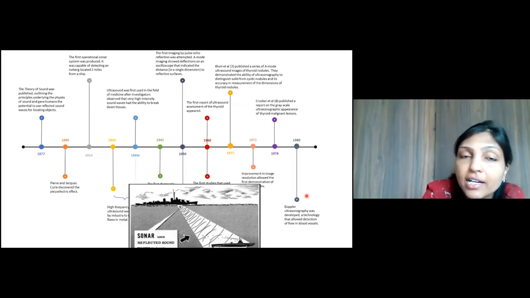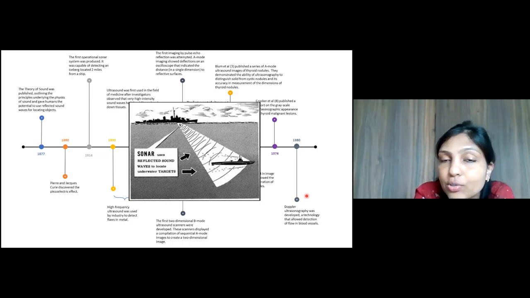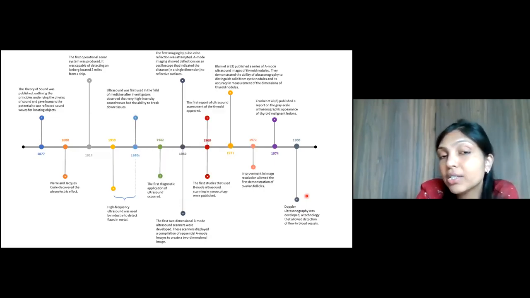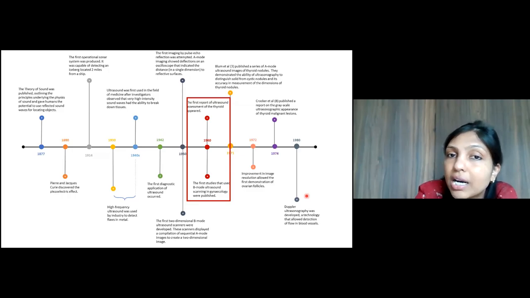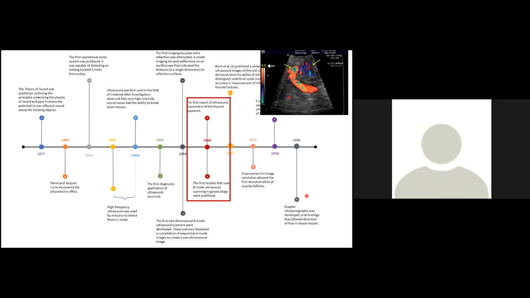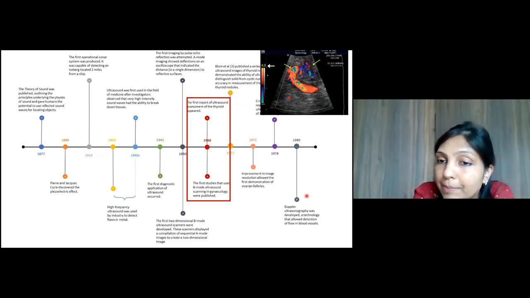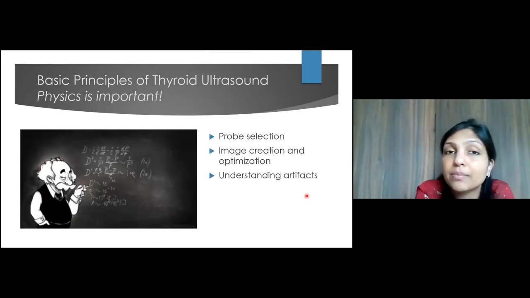Then after the Titanic sank in 1912, sonar technology was increasingly utilized to detect icebergs. Subsequently this found a way into locating submarines in World War I and World War II. The use of ultrasound in the medical field started somewhere in the 1940s, and the first report of ultrasound assessment of the thyroid appeared in the 1960s. As we've moved along, we've refined our technology, and with the advent of Doppler ultrasound back in the 1980s, we are able to even visualize the vasculature in the thyroid parenchyma. So while on this topic, I think it's very, very important.